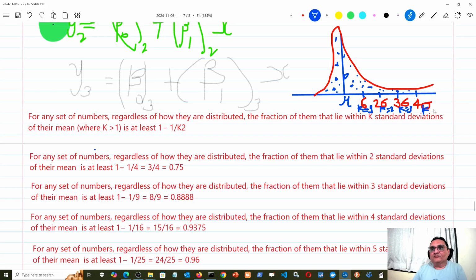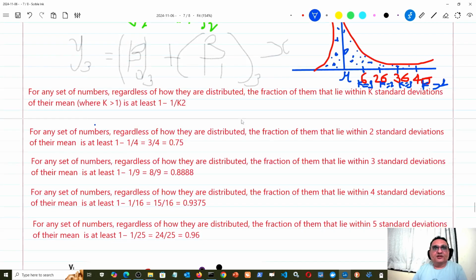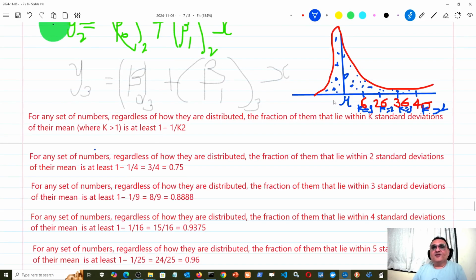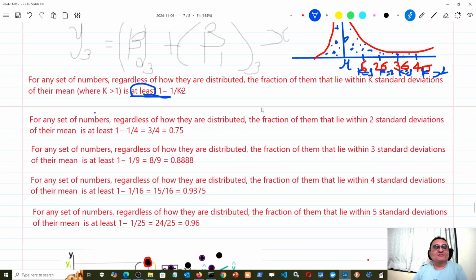So then the theorem says that however the distribution is, normal or non-normal or whatever, if I take k standard deviation distance, then 1 minus 1 upon k square, that fraction of data is enclosed within that much region of the data distribution, and that is at least. So that means it can be more than that also, but at least 1 minus 1 upon k square. Let us take some numbers, then it becomes clear.